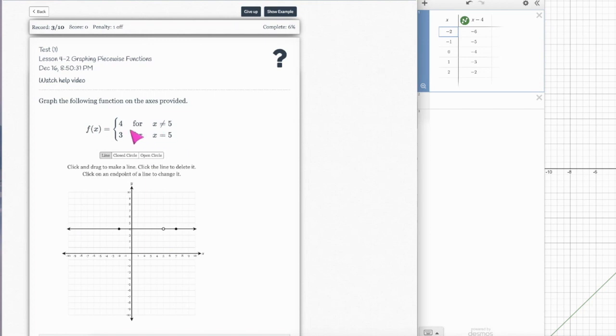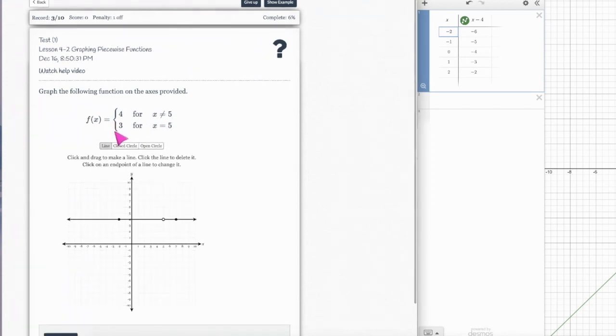My other one, I love seeing these because these deal with just a point. So f of x equals 3, or when x equals 5. So in simple terms, when x equals 5, what is y equal to? 3, and that's a closed circle. When x equals 5, y equals 3.